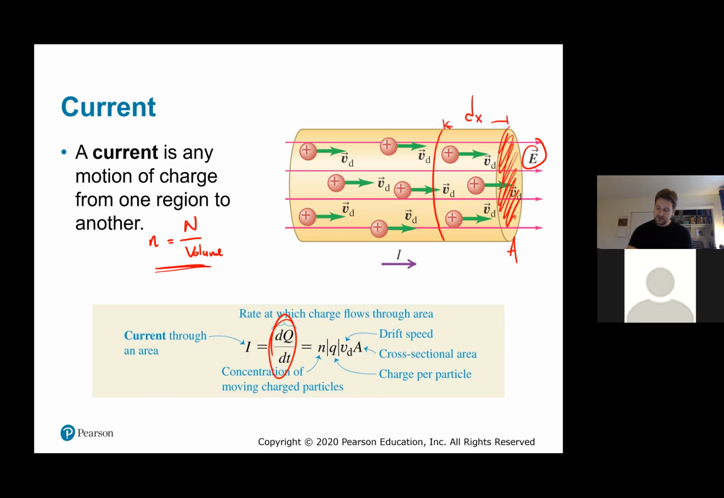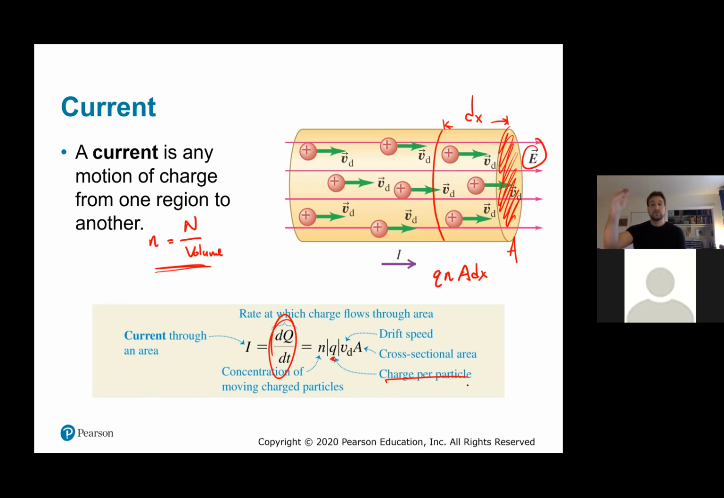Let's consider a volume A dx. It's the cross-sectional area times the thickness. That's a volume. How many charges are there per that much volume? Well, we multiply by the concentration. So how much charge is it? Well, each one of these charge carriers has, say, some charge Q. Charge per particle.